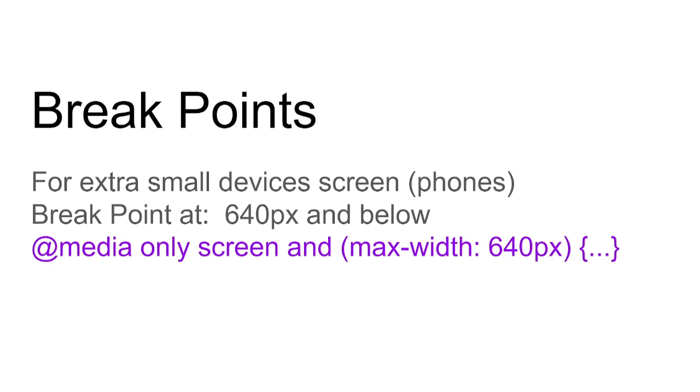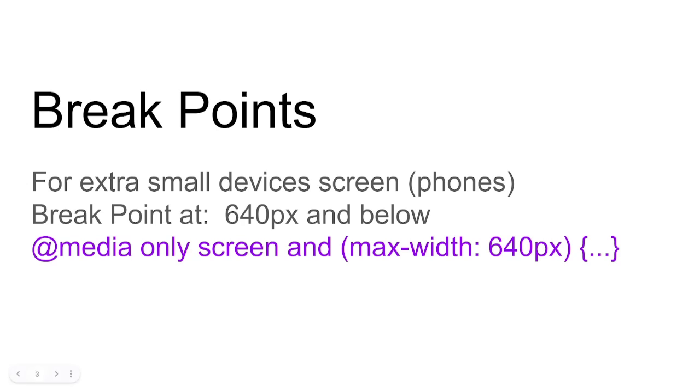So for you to categorize any device screen as a small screen, the screen has to be less than 640 pixels in width. I'm talking in terms of width. That way, any device with less than 640 pixel width is definitely going to be a small screen device. So how do you actually treat them? You write a media query for them.